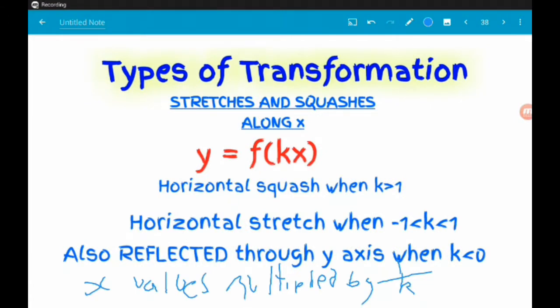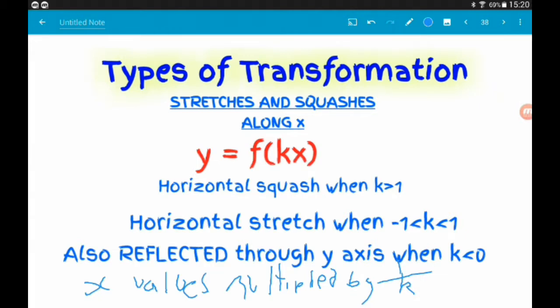Okay, then lastly we have stretches, squashes and reflections along the x-axis. So these come from multiplying the x inside of the function by some number k. So things with the form y equals f of k times x. Now, it's probably a bit counterintuitive again. When k is greater than 1, this actually squashes our function together. So it's like someone puts their left and right hands at the end of the function and presses it together.